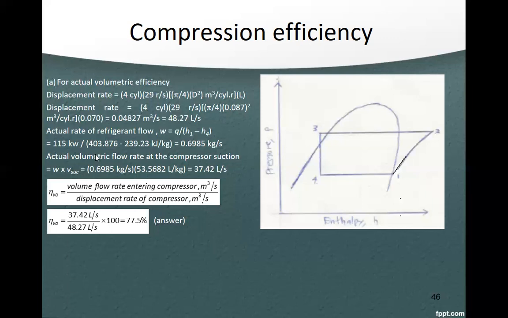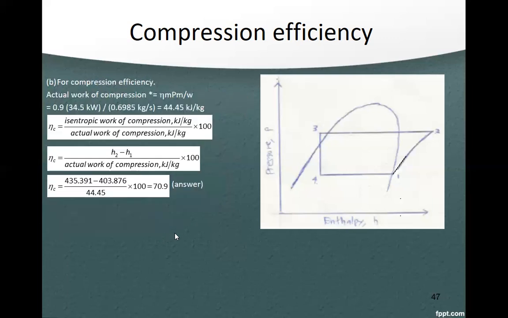Now, the actual volumetric efficiency is the volume flow rate at compressor suction divided by the displacement rate of the compressor, or 37.42 over 48.27 times 100 is 77.5%. This is the answer. Efficiency is always in percentage, not a ratio. Always use percentage as much as possible.